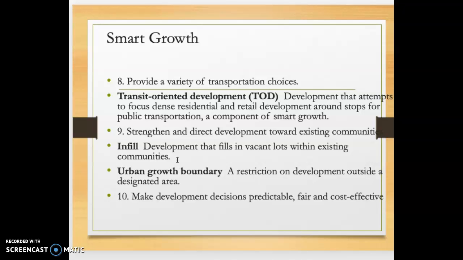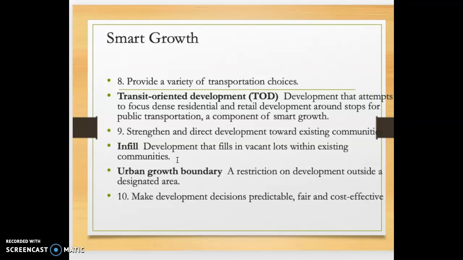And then there's the urban growth boundary, which is a restriction on development outside a designated area. So again, just attempts to control how far a particular city, town can develop.